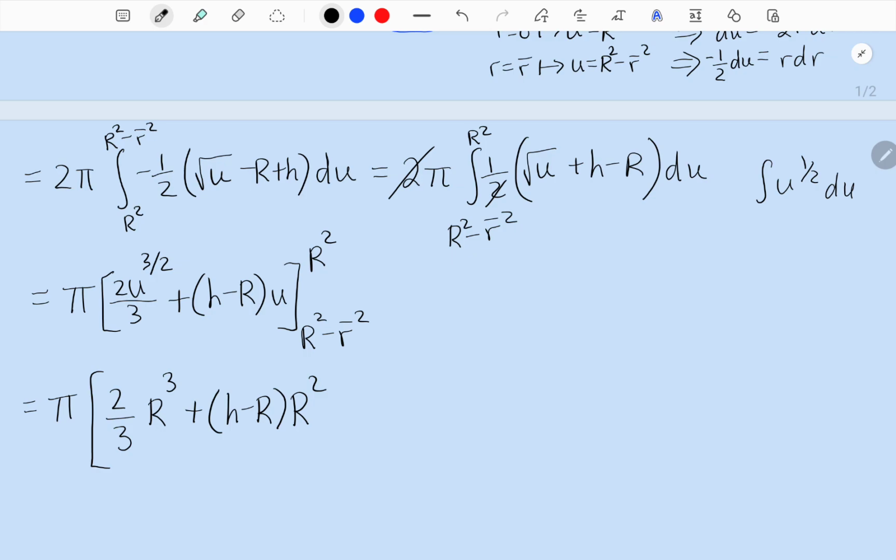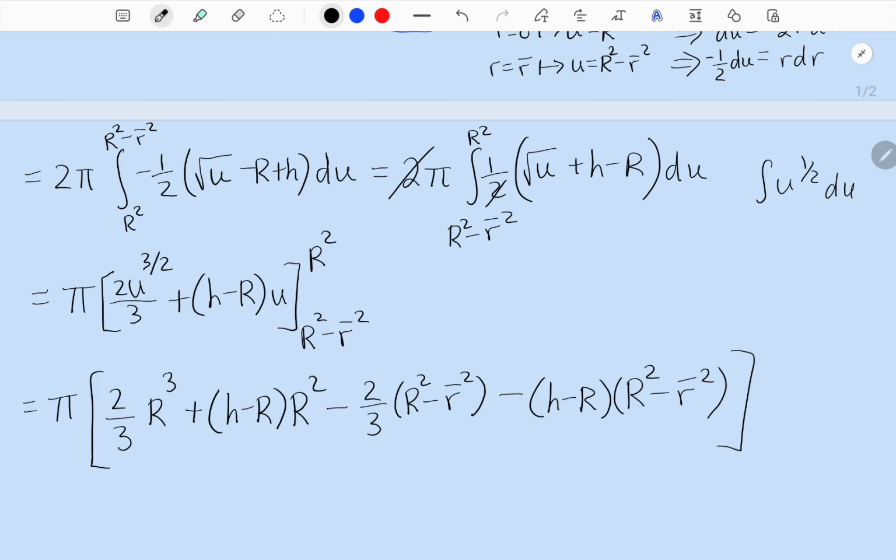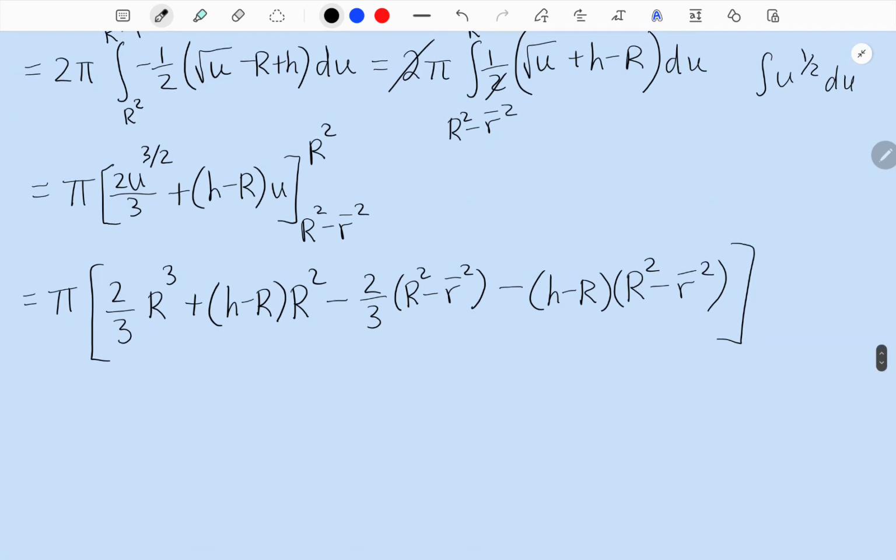So now what we need to do is subtract 2 over 3 times R squared minus r bar squared to the 3/2, and then distribute the negative, subtract h minus R times u, which here is going to be R squared minus r bar squared. Okay, wow, what a nasty thing, right? So this is going to be pi.